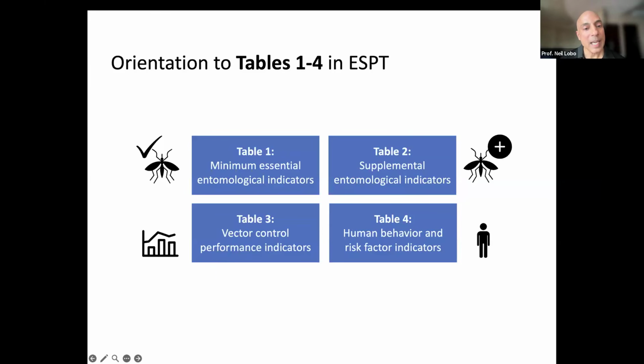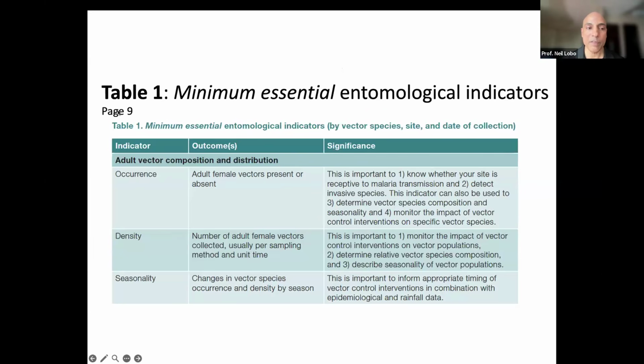And the ESPT, Table 1, when you download it and when you reference it, has minimal essential indicators based on your question. It has supplemental indicators or nice to have indicators. It has performance indicators and human behavior indicators. And here's an example. Table 1 is on page 9 of the PDF. Vector occurrence, right? Here's the outcome or the definition and why it's important. So you can go through each of these to understand exactly how each indicator functions, or minimal essential indicators.